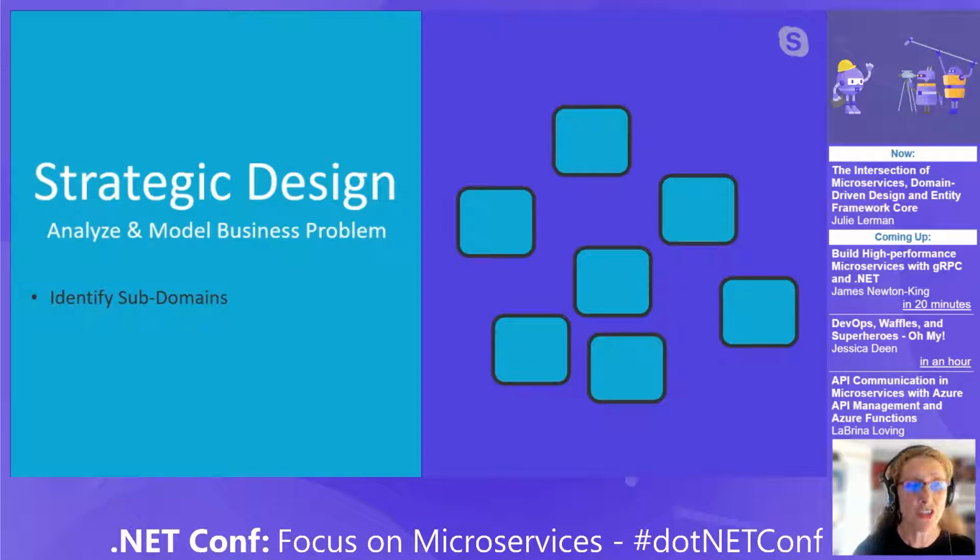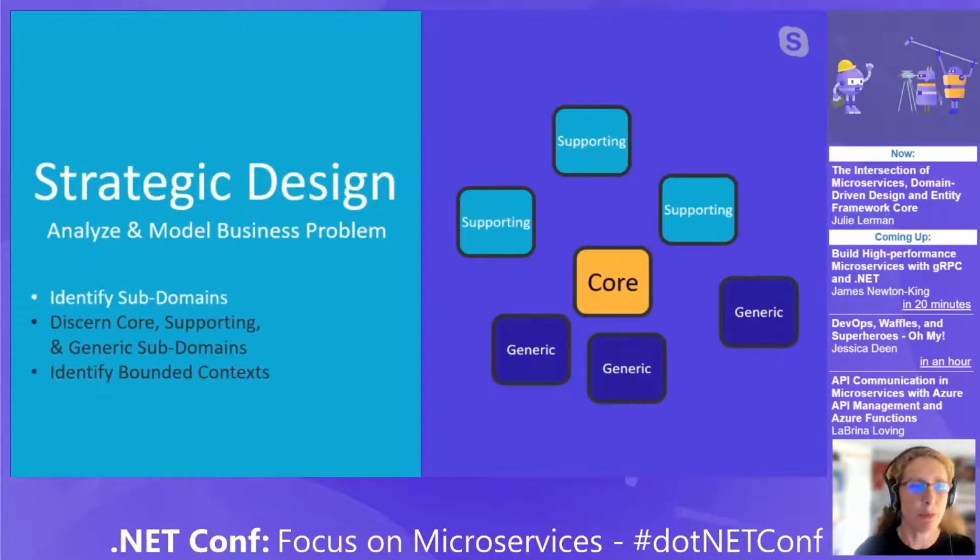So strategic design is about analyzing the problem and modeling the business problem. So it's identifying these subdomains, breaking the problem apart, figuring out which of those subdomains is really your core domain.